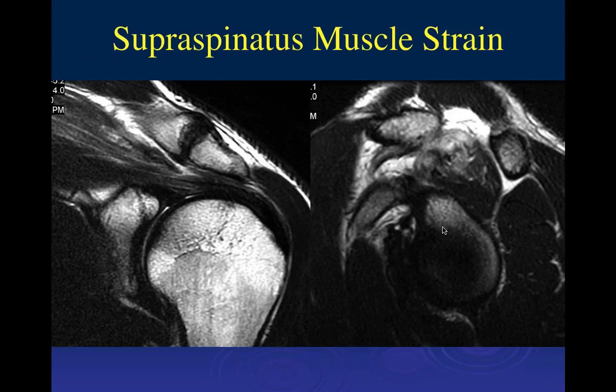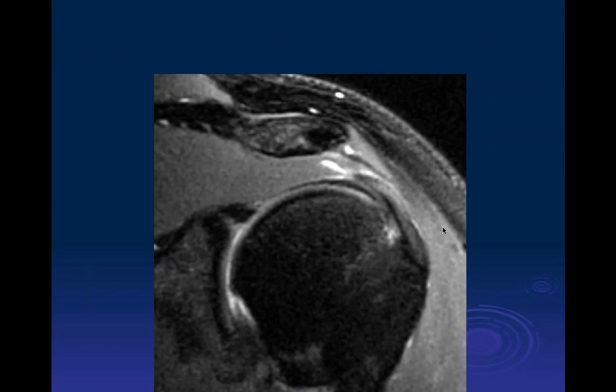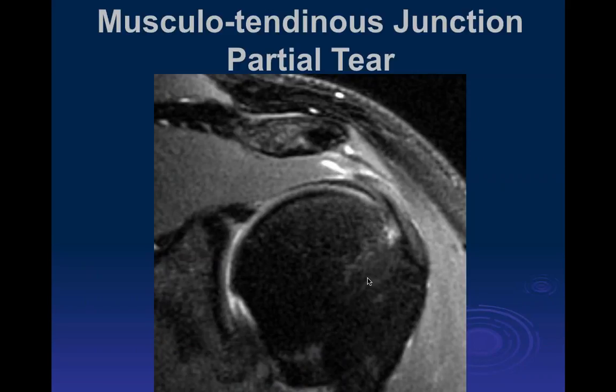So we see tendon disease all the time. I just want to remind you, in the young athletes, muscle tears are actually quite common in the shoulder, and they're treated completely differently. And here we can actually see a partial tear at the musculotendinous junction, with a little avulsion injury at the distal tendon itself.